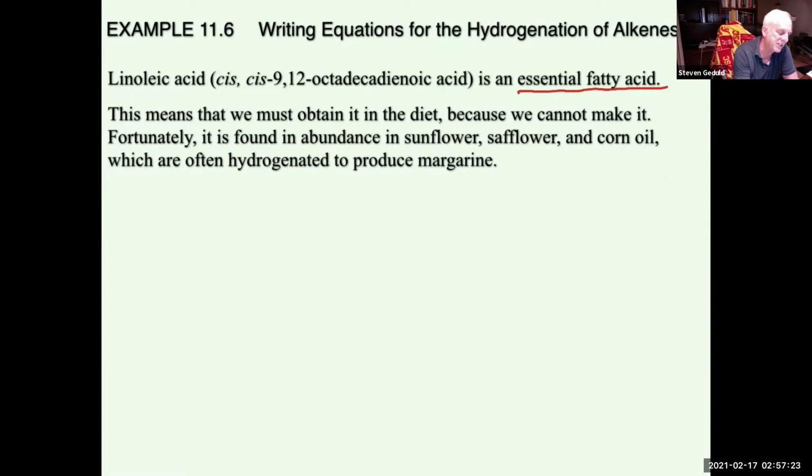Remember we said we see cis. Cis fatty acids are found in nature and are healthy. They're oils usually. We convert those to trans to make them unhealthy because they taste better to our mouths. They feel better, because it's better to put something solid in your mouth like margarine. It tastes better than putting oil on your bread rather than butter. So essential fatty acids means you must get it in your diet. We have to consume it. You cannot make it. It is found abundantly in sunflower, safflower, and corn oil, which are often hydrogenated to produce margarine.